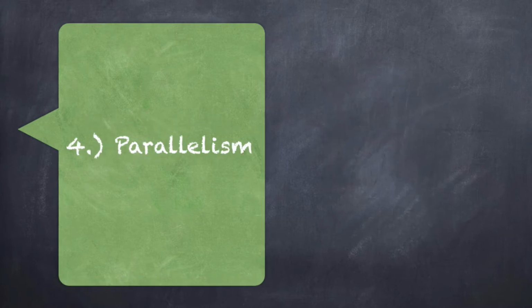Tip number 4, parallelism. Parallel structure, or parallelism, means using the same pattern of words to show that 2 or more words or ideas are of equal importance. Words and phrases should not only match in structure, but also in tense. Let's look at an example of a statement written in parallel structure.